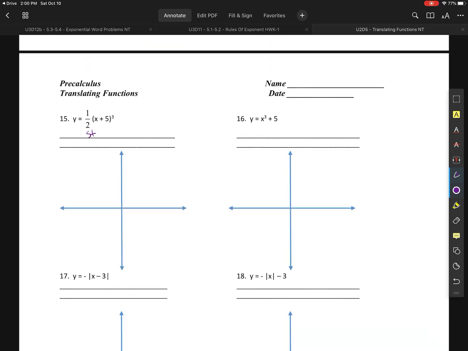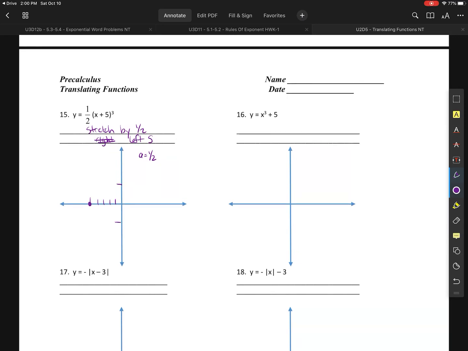All right. Stretch by a half. Oop, not right. Left 5. 1, 2, 3, 4, 5. And now, usually we go up 1 over 1. Since a is a half, we're going over 1. If I make this 1, make this negative 1, we're going up a half over 1, down a half over 1. Our graph is more compressed. So even though it's called a stretch by a half, the graph is getting kind of smushed.